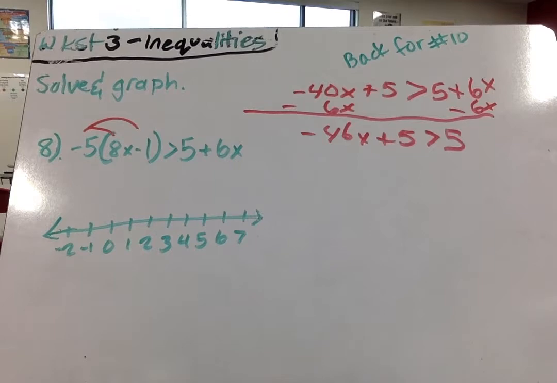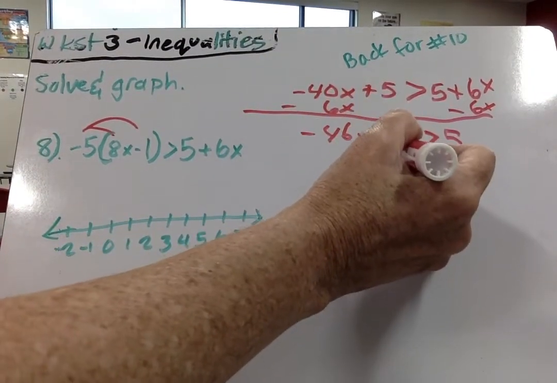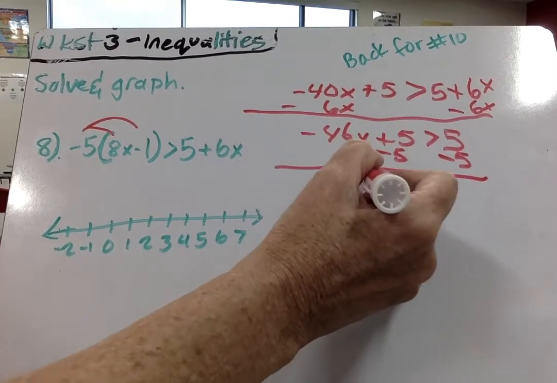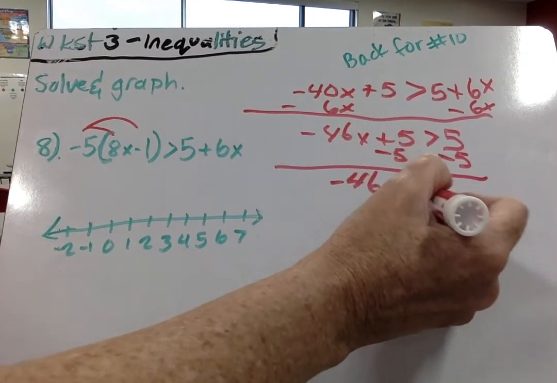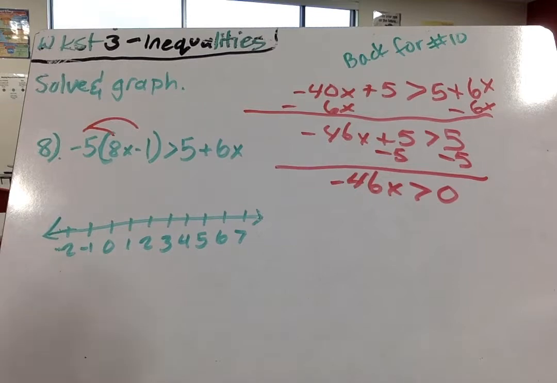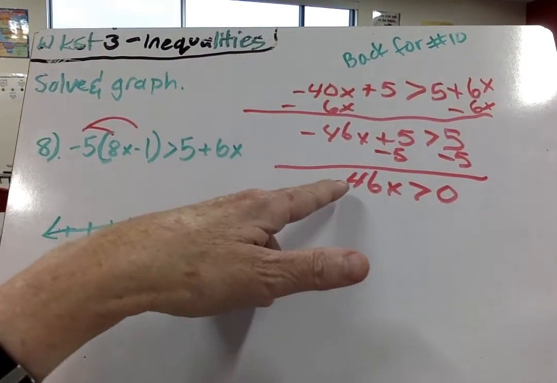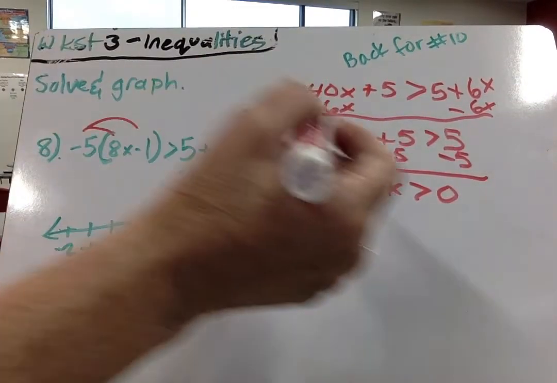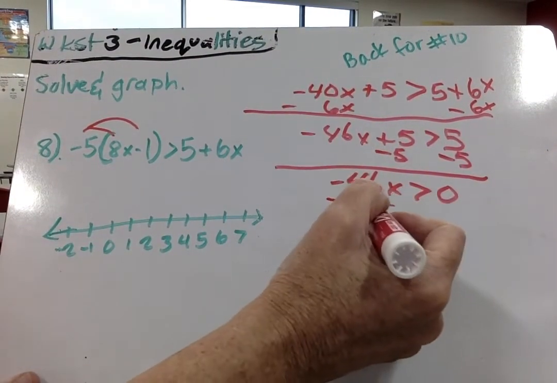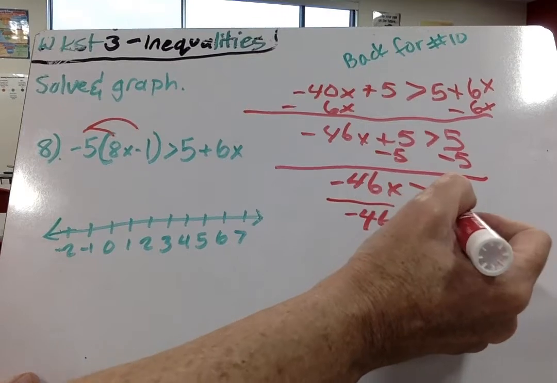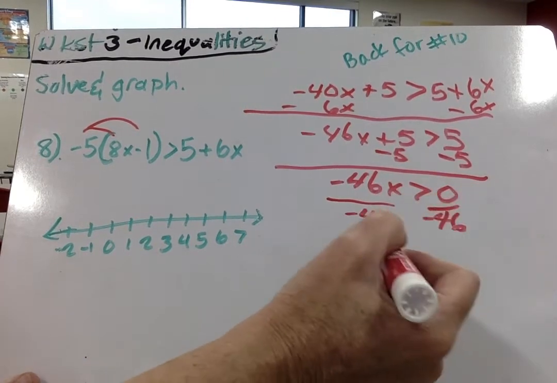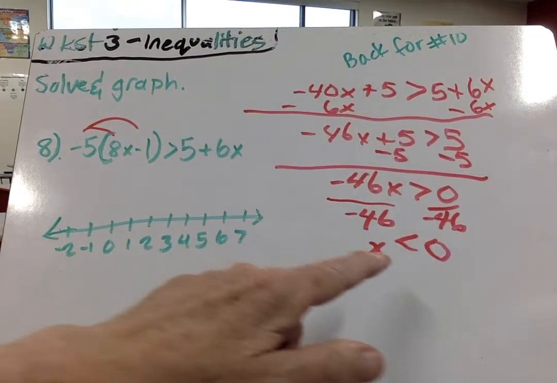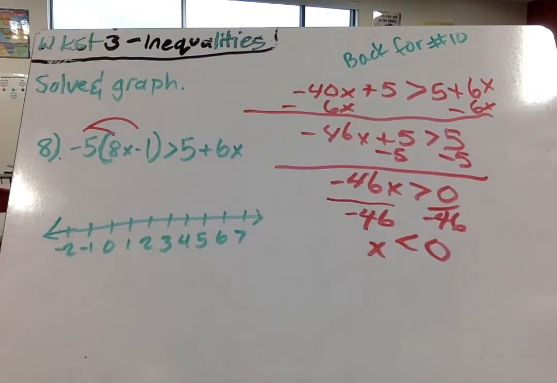Now I go ahead and move the 5's to the other side. Minus 5, minus 5. Okay. Now, here's the important part. I'm going to have to get x by itself, so I'm going to divide by a -46. When I divide by a negative, I must switch the sign. So my final answer becomes x is less than 0, okay?